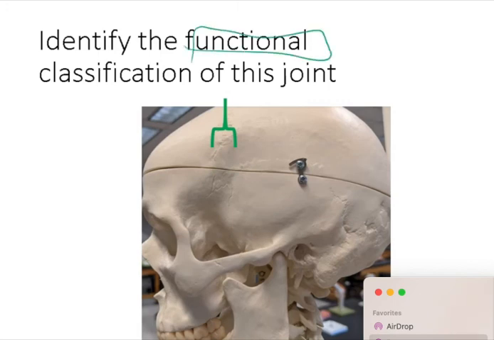Okay, so the functional classification of these joints: they do not allow any movement. Okay, so you don't wiggle your skull bones, right? So there's no movement here, which means that they're always in the same position. So these are synarthroses. Okay, synarthrosis.